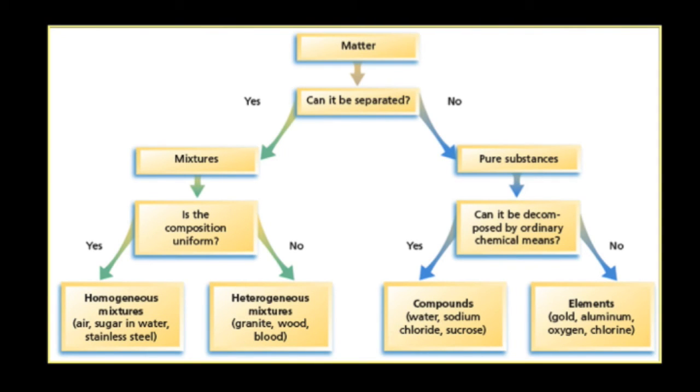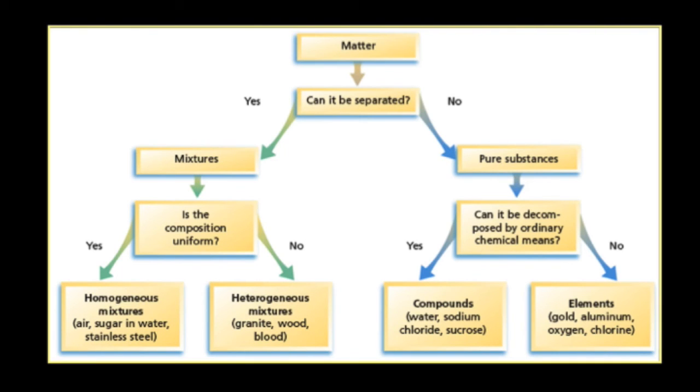I really liked this chart in your book about mixtures and pure substances. Mixtures are a blend of two or more kinds of matter, each retaining their own identity and their own properties. A pure substance, on the other hand, is something that has a fixed composition. So if matter can be separated, it is considered a mixture. If it cannot be separated, it is considered a pure substance. There are two types of pure substances. We have compounds and we have elements.